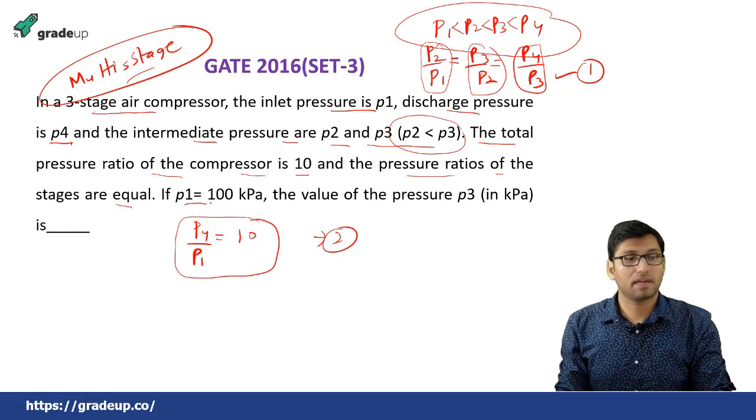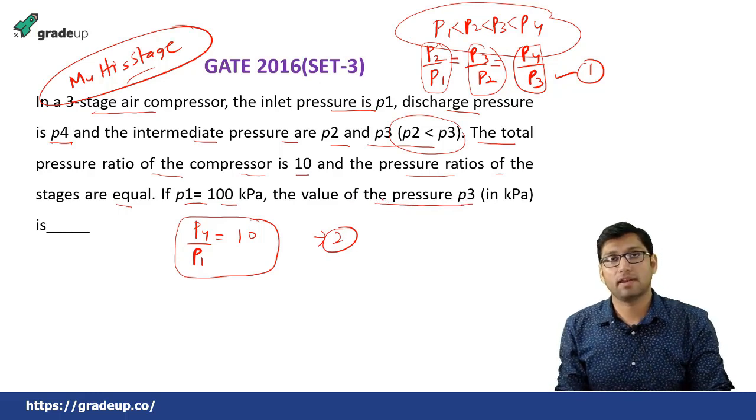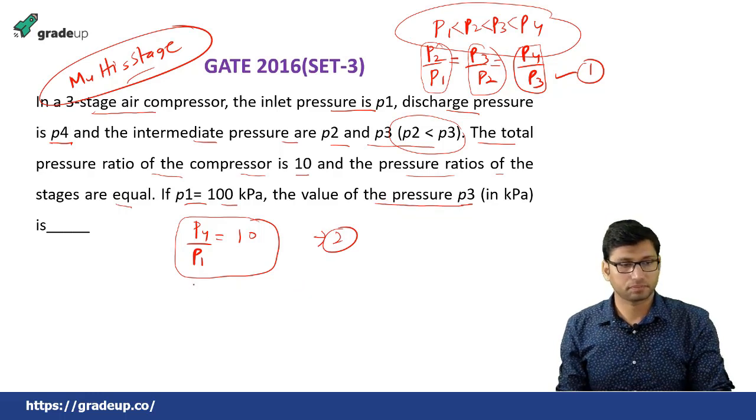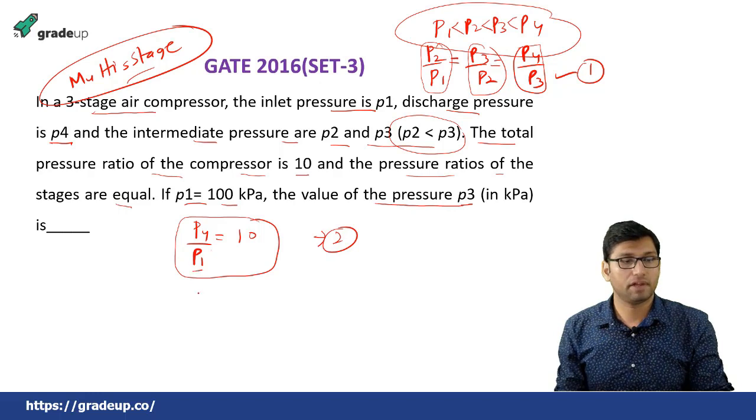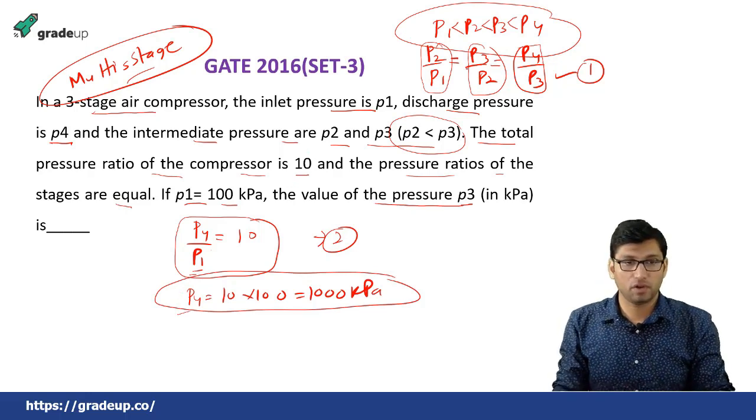Now, it is given that P1 is equal to 100 kilopascal, and you have to find the value of P3 in kilopascal. How can we find it? This is simple mathematics. P4 over P1 is 10, and P1 is given, so P4 will be equal to 10 into 100, which is 1000 kilopascal. So now we know the value of P4, and we have to find the value of P3. We know that P2 by P1 is equal to P3 by P2 is equal to P4 by P3, so we will be using this relation.